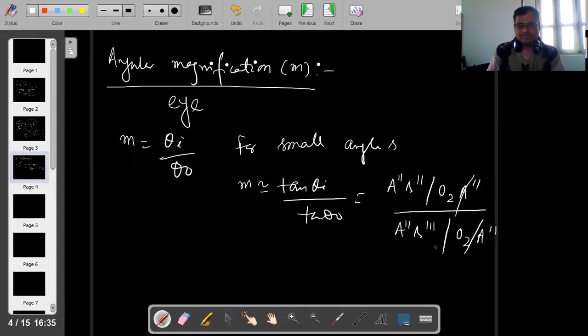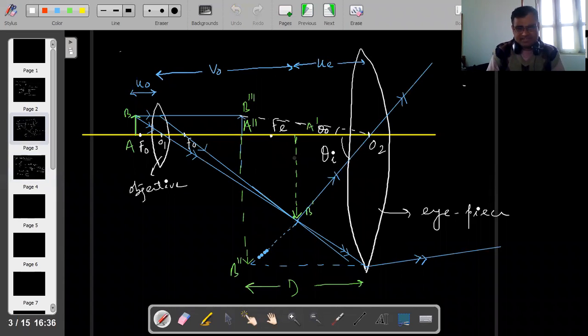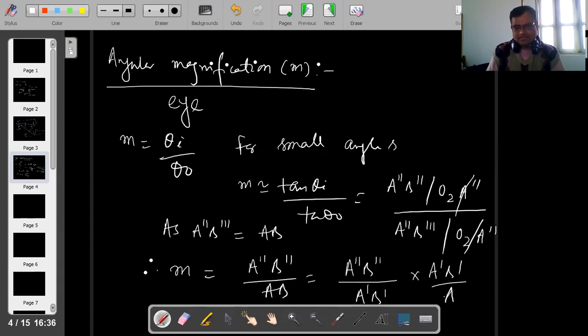This cancels out. Now, A double dash B triple dash is the same as what? A double dash B double dash. Therefore, magnification M is A double dash B double dash by AB. Understand this? What is missing here is A dash B dash, through which the image is forming. Therefore, I can multiply A dash B dash and divide by A dash B dash, that is, A dash B dash by AB.